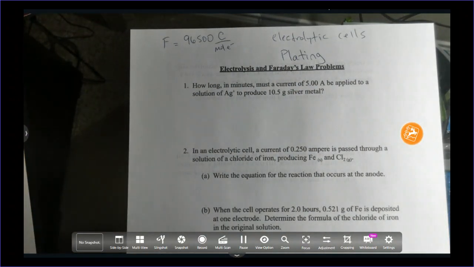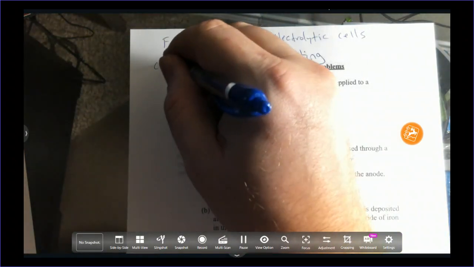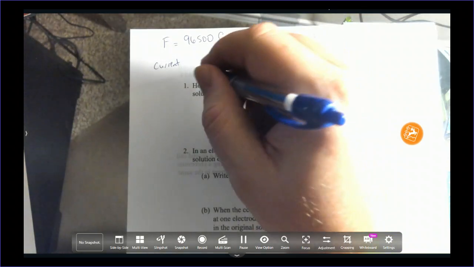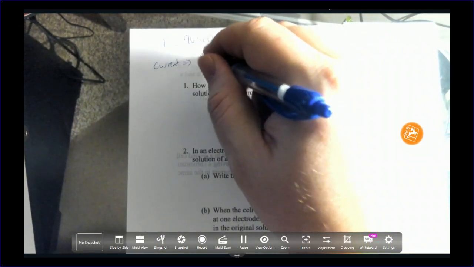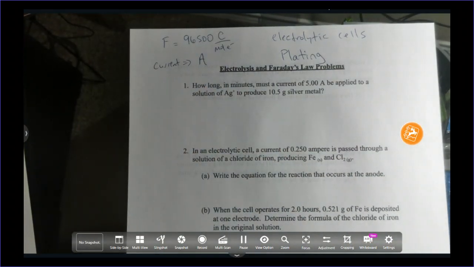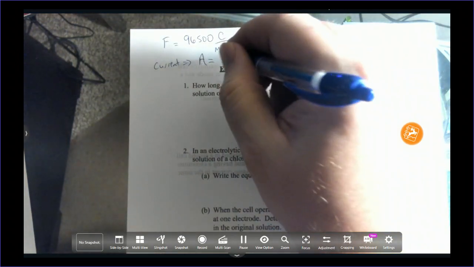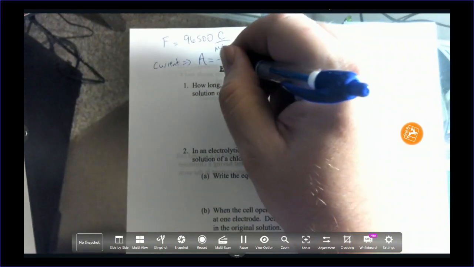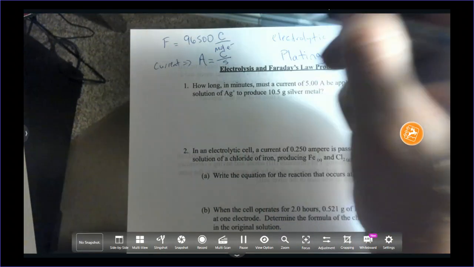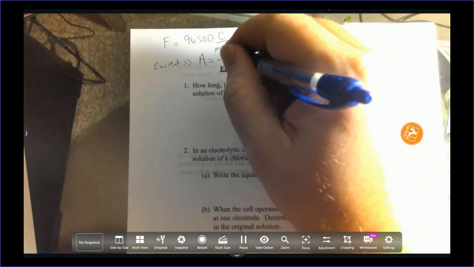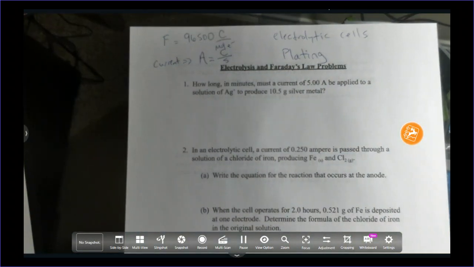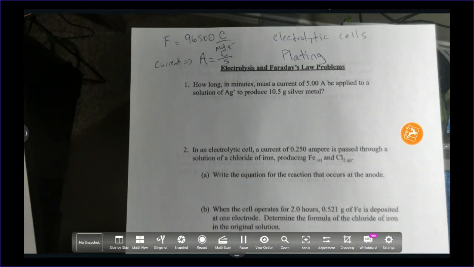And then the other piece of information we want to share here is that current, the SI unit for current, is amps, capital A. And an amp is just coulombs per amount of time, so coulombs per second. So we're going to make use of that. Let's get right into problem number one here.